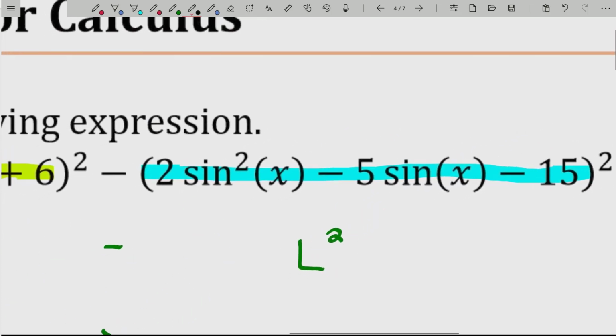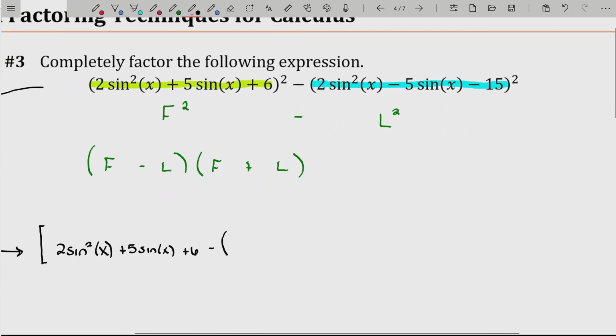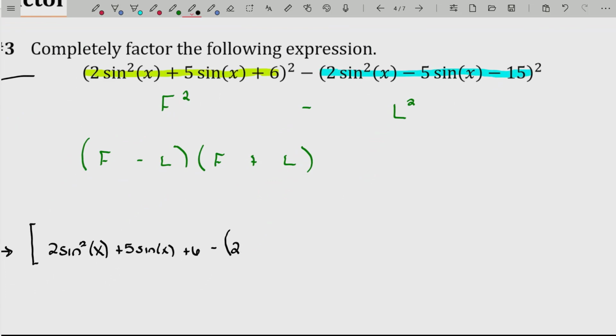Not just the first term of it, not 2 sine squared, but you're subtracting 2 sine squared, and you're subtracting a negative 5 sine of x, and you're subtracting a negative 15. So it's very important that you use parentheses liberally here. So 2 sine squared of x minus 5 sine of x, and then minus 15. That's first minus last, and now we'll do first plus last. Obviously, you don't really have to write all this stuff out. It's assumed that you can do a lot of this in your head, but I'm showcasing what should be going on in your head as you do this.